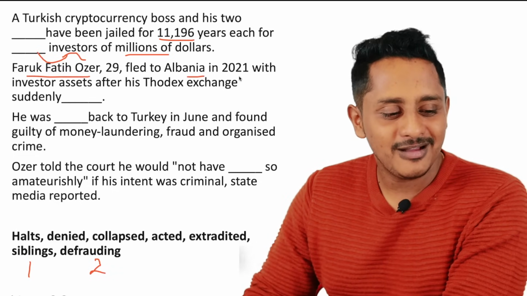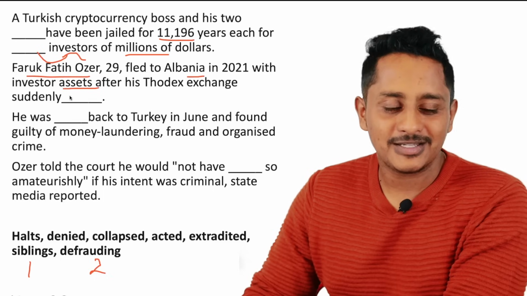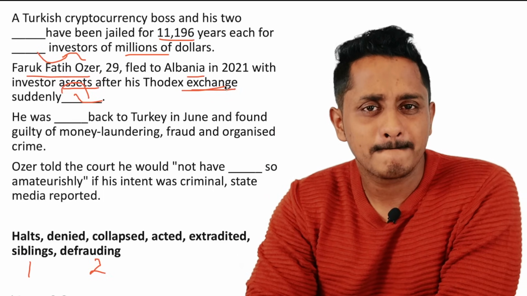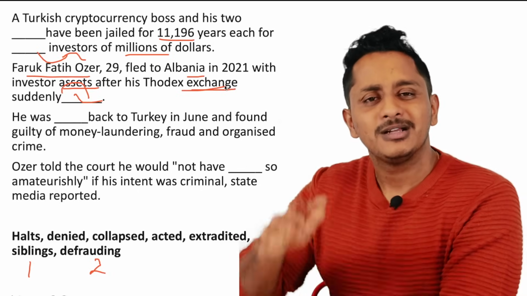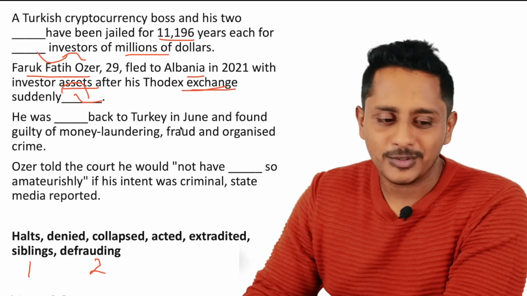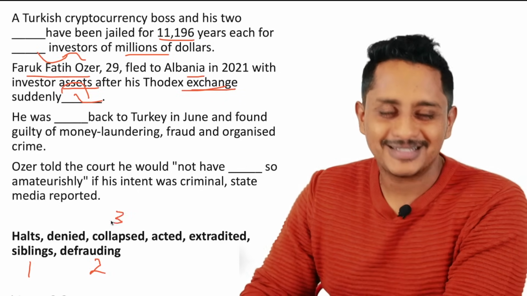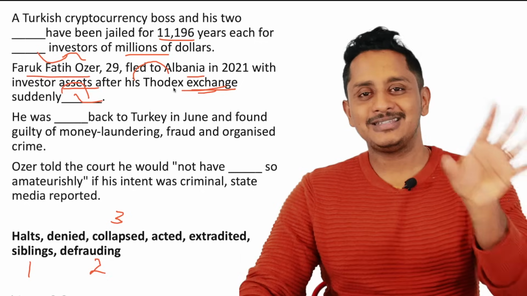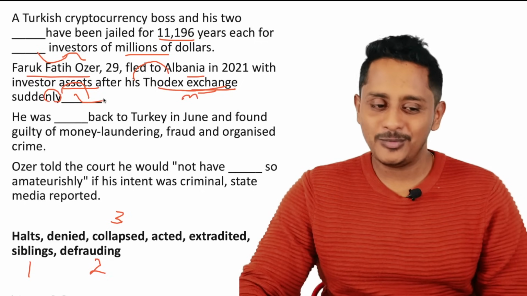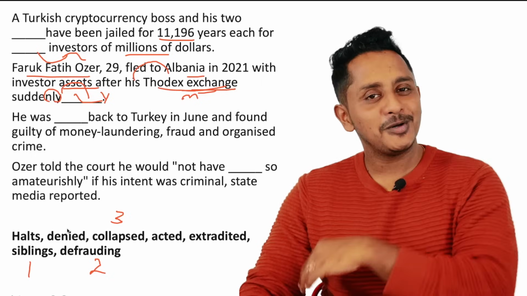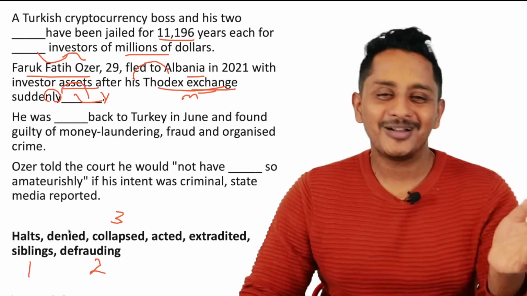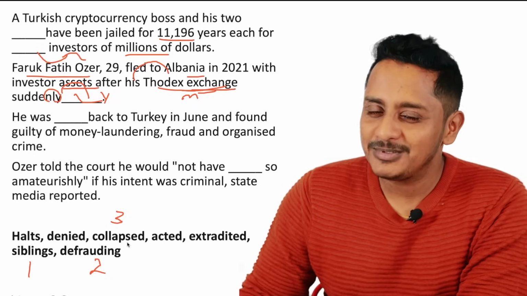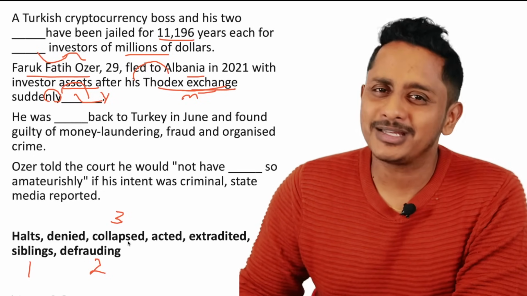Farouk fled to Albania with invested assets after his ThoughtX exchange suddenly, exchange is, let's say, like a stock market. He fled because something happened here. The market went down, stock market or exchange suddenly collapsed. His ThoughtX exchange, his car, this is a noun. Suddenly is an adverb. Here, a verb has to come. Everything is a verb here. You need to get the context. So, I did not choose denied or acted. So, it has to be collapsed because ThoughtX is like a market, let's say stock market collapsed.